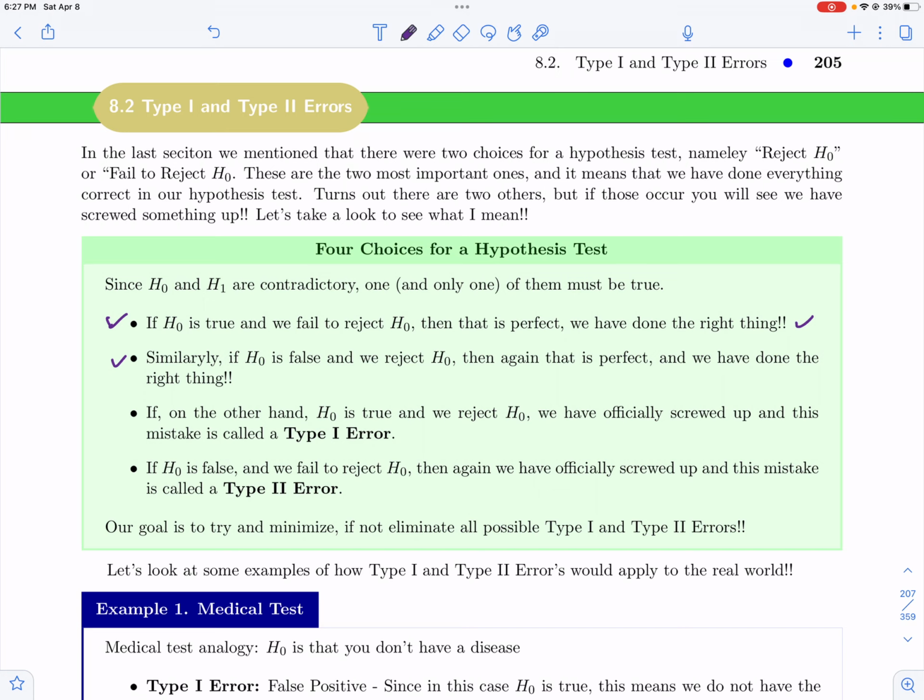All right, so here's where our different errors come in. Imagine, for example, that H naught is true, and all of a sudden we reject H naught. So H naught is true, but we think it's false. If this occurs, this is what's called a type 1 error. It's when we think H naught is false when it is actually true.